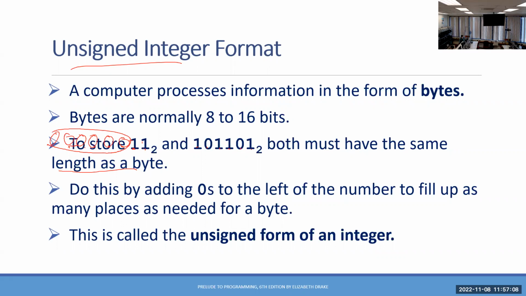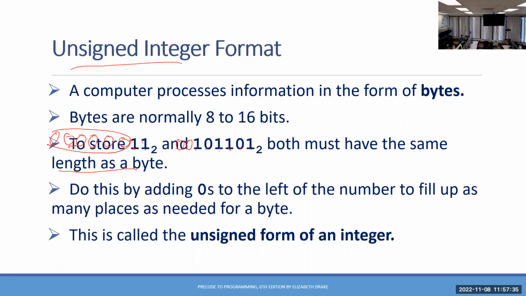Right? And for this one also, we have 1 2 3 4 5 6. You need 2 more 0s here. Right? So you see, in order to store 1 1 1 and 1 0 1 1 0 here, both have the same length, and you have to make it up to 1 byte. And how do you make it up? You just insert 0s before that one to make it up for the 8 bits here. Make sense? Okay.